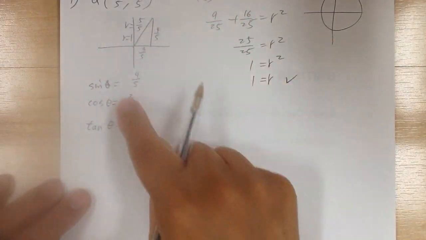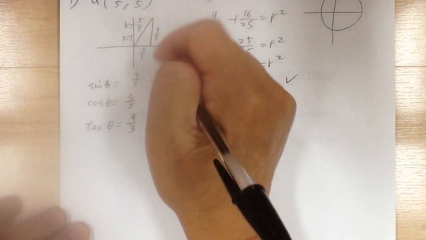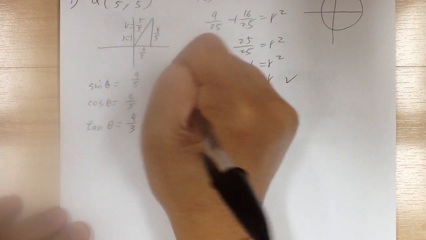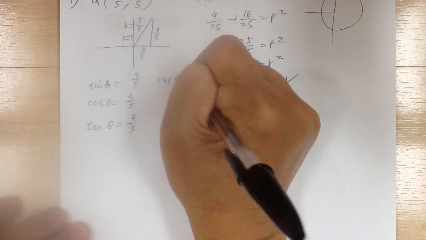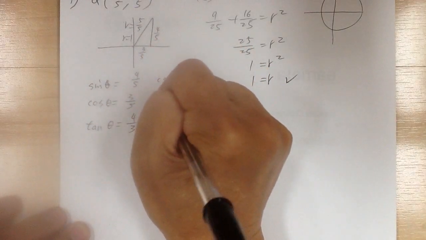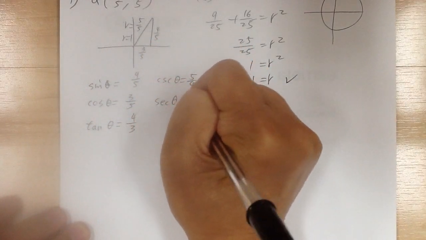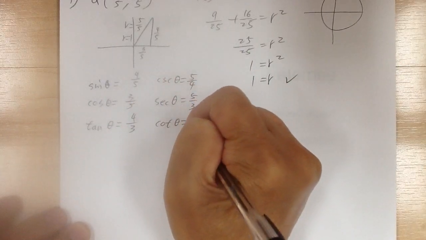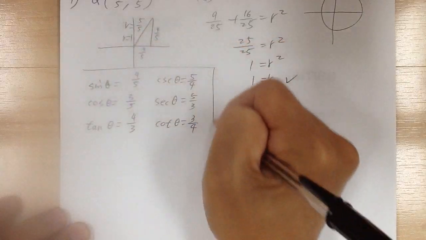Once you get the 3 primary, you can get the secondary, so you just take the reciprocal. Sine goes with cosecant, so it would be 5 over 4. Cosine goes with secant, so it would be 5 over 3. And cotangent would be the reciprocal, which is 3 over 4.